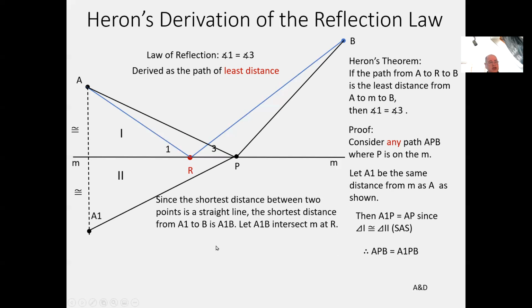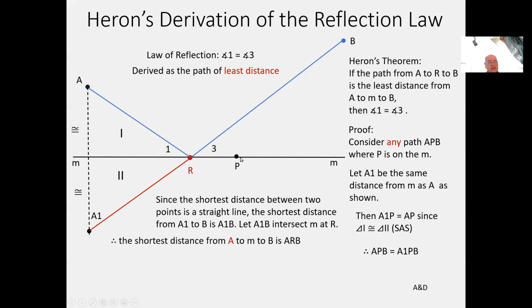Therefore, what is the shortest distance? This clearly is not the shortest distance from A1 to B. The shortest distance from A1 to B is the straight line from A1 to B. Find the place where the straight line crosses the mirror. Call that place R. This clearly is the shortest distance, because the shortest distance from A1 to B is the straight line. Since this is the shortest distance from A1 to the mirror here, it's therefore the shortest distance from A1 to R to B. It must be. Let's take away these lines, they're confusing.